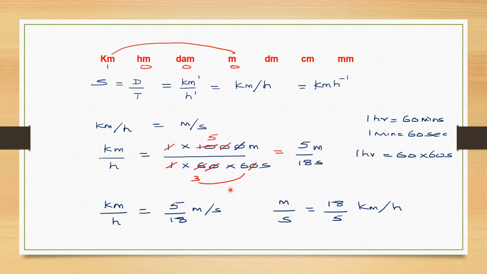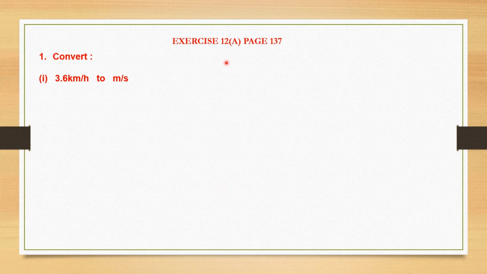So let's begin our exercise. Question 1. Now 12A exercise is on page number 137 and we're doing conversion. So the first one is 3.6 kilometer per hour to meter per second. So remember, here you don't have to do everything. So let's write that down. So 3.6 kilometers per hour, we are going to convert to meter per second.